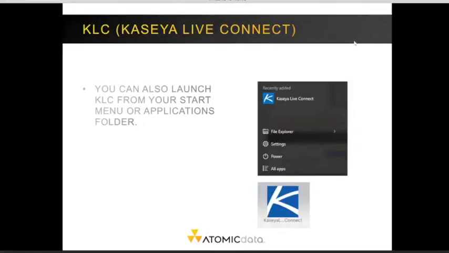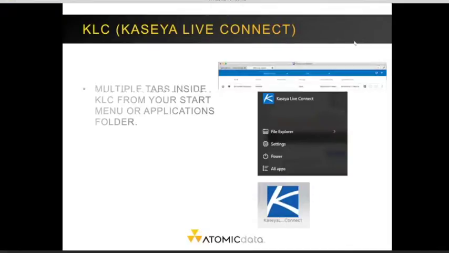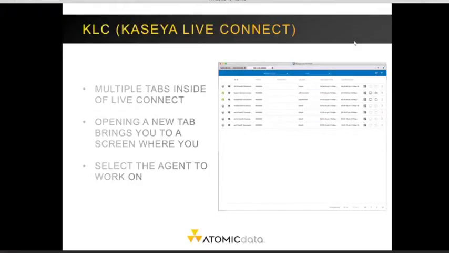Once you launch Live Connect, it'll prompt you for your username and password, and then take you to a screen where you can select agents to work on. Kaseya Live Connect does support multiple tabs, so you can work on as many systems at the same time as you need and click between the tabs. If you click on the plus button up in the upper right-hand corner, that will add a new tab for you to add another system into.